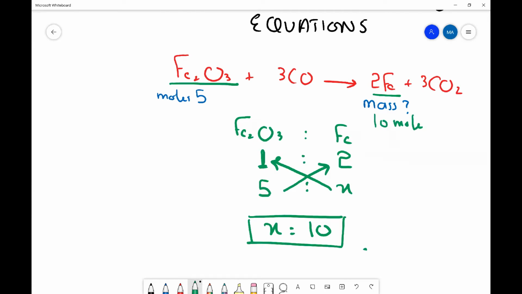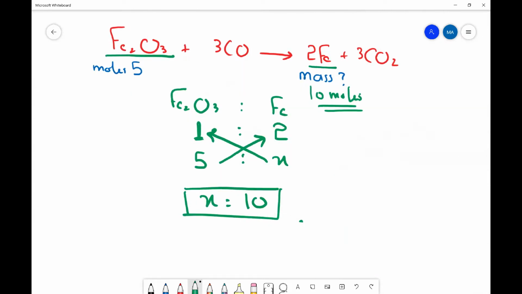But the question here was demanding mass, not moles. So what should we do now to find out mass here? Use the first formula. Absolutely. We're going to use the first formula. Moles is equal to mass over Mr. Moles is equal to 10. Mass is question mark, we're going to write X. And Mr, we can find the Mr from the periodic table, right? Iron is 56. You can even check. So 56, can you maybe confirm? I think it is 56.